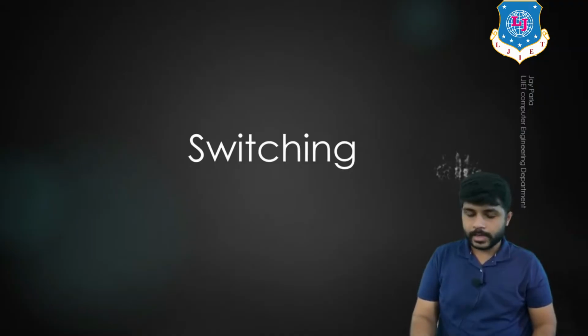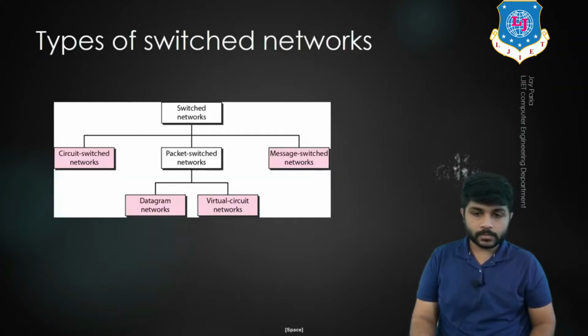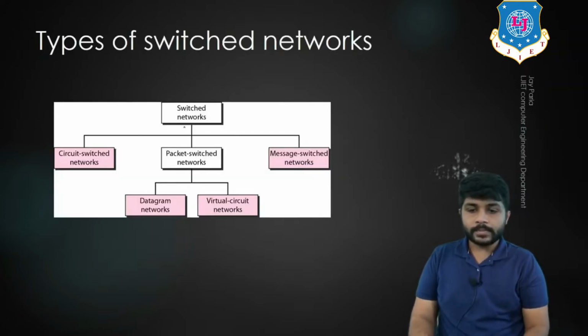Everyone, I'm Jay and today we are going to see different types of switch network. The switch network can be categorized into three types. The first one is the circuit switch network, packet switch network and the message switch network. The packet switch is further divided into two types, which is datagram network and the virtual circuit network. Let's see these types one by one.